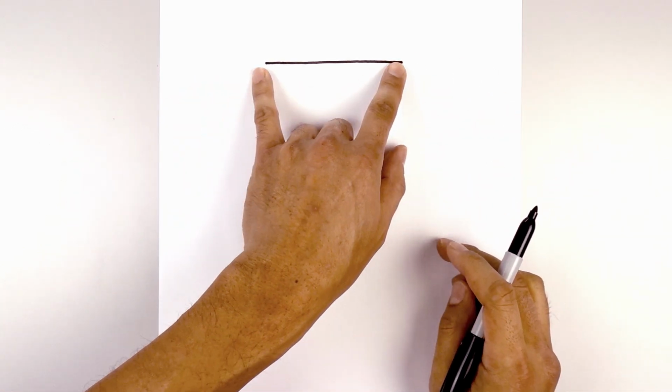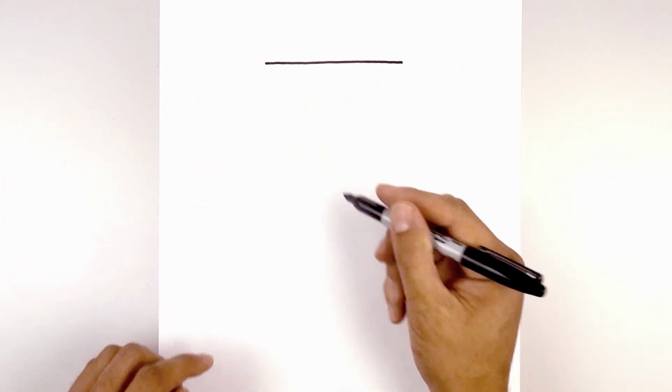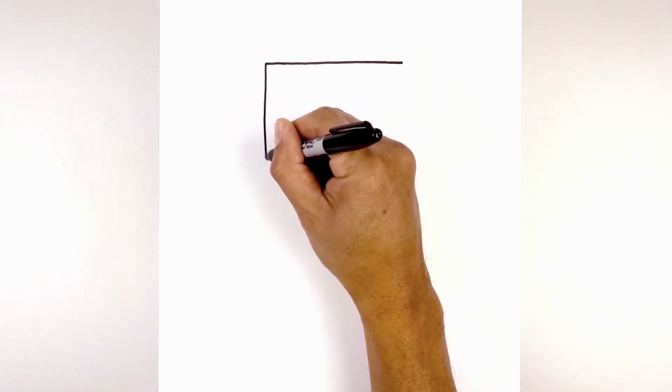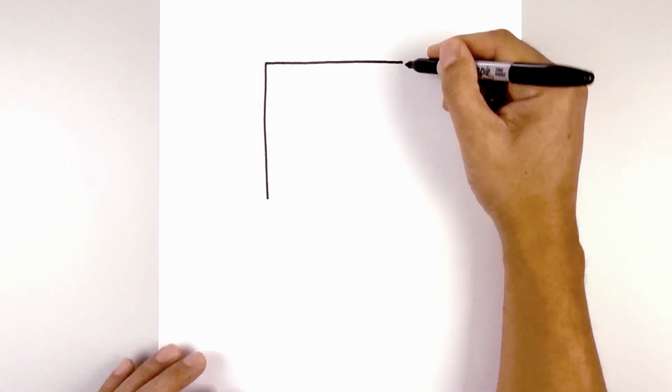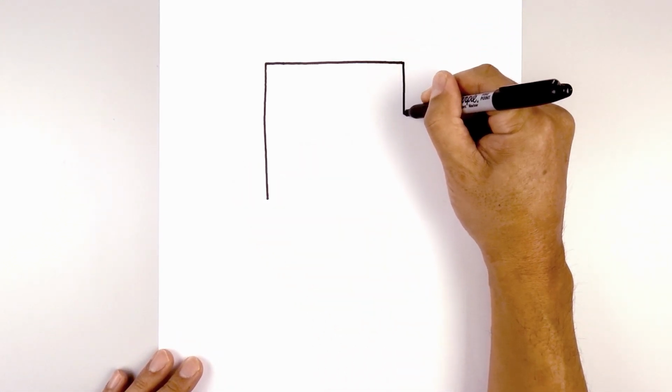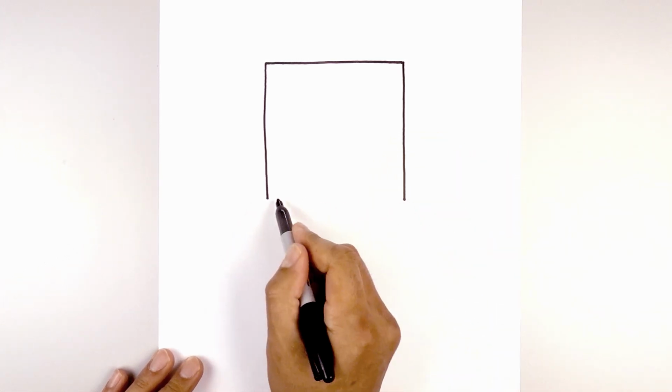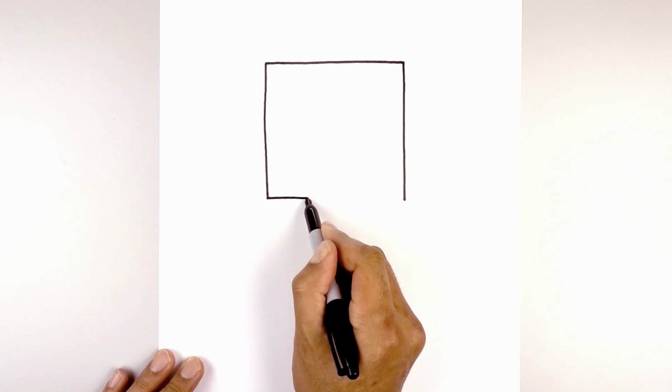Now I'm going to take that same length line and draw two lines coming down the side of the head. So start on the left, straight down, to right about there, and we'll do the same thing on the right. Now let's close off the bottom of the head from left to right with a straight line.